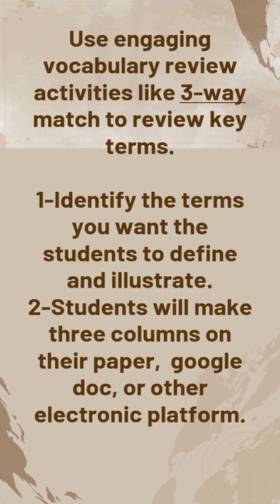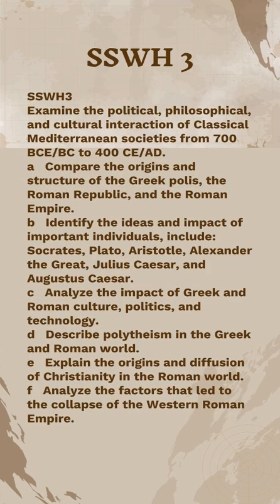We're using engaging vocabulary review with the three-way match system. First, you need to identify the term you want the students to define and illustrate. Students will make 3 columns on their paper, Google Doc, or other electronic platform. So it depends if you want them to be unplugged or plugged. I use it both ways, depending on how difficult I think the pictures would be to draw, how much time I have to devote to it in the lesson, because when they draw, they take a little bit longer. But I really like to make them draw because it reinforces the content.